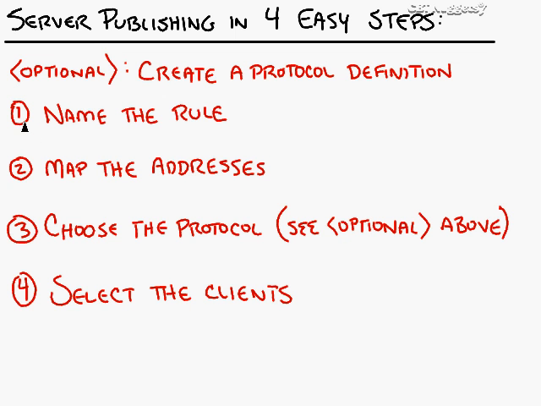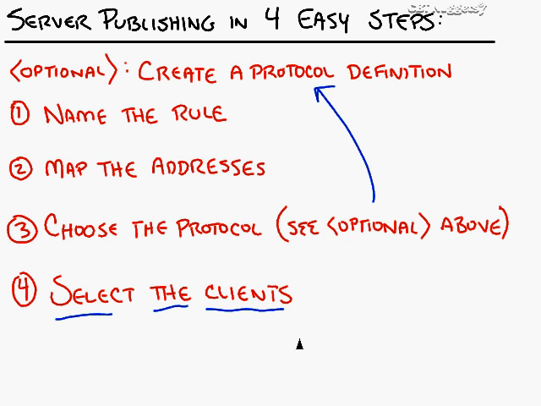So in the real steps, step 1, you're going to name the rule. Nice logical name. 2, map the internal to the external address, so you know which server can be reached based on the address accessed. From there, choose your protocol, and you see the optional step above. Which protocol would you like to use to access that internal server? And then finally, select the clients. What clients do you want to be able to reach that internal server? Do you want everybody, a specific group, only certain users? What do you want for the client base?